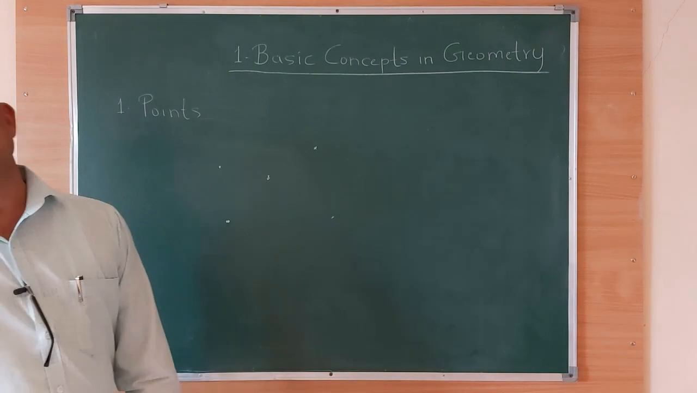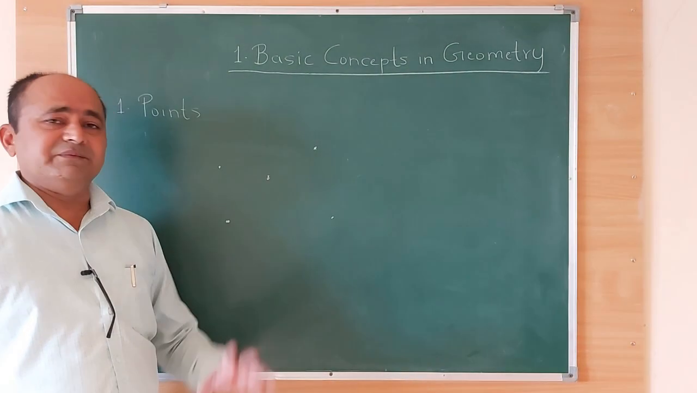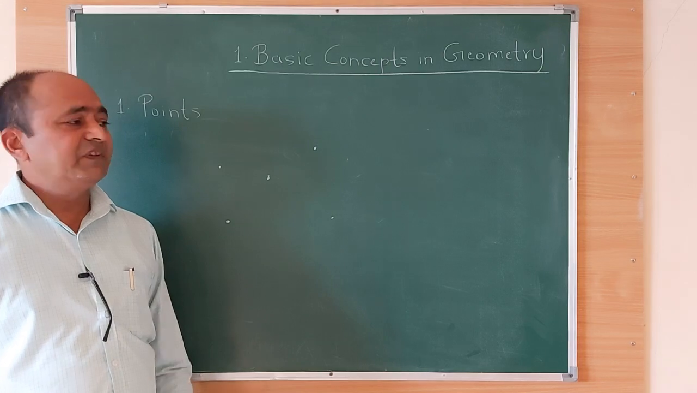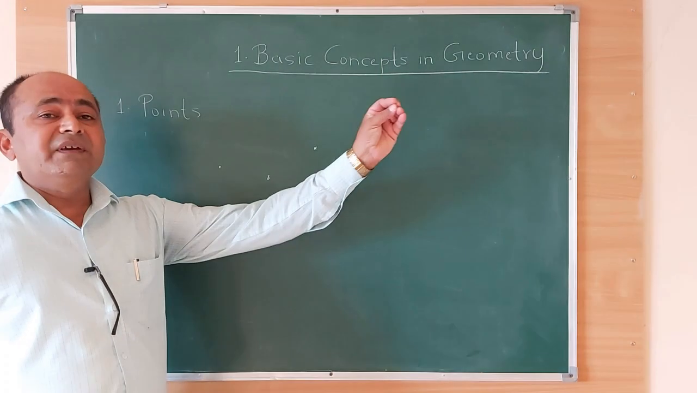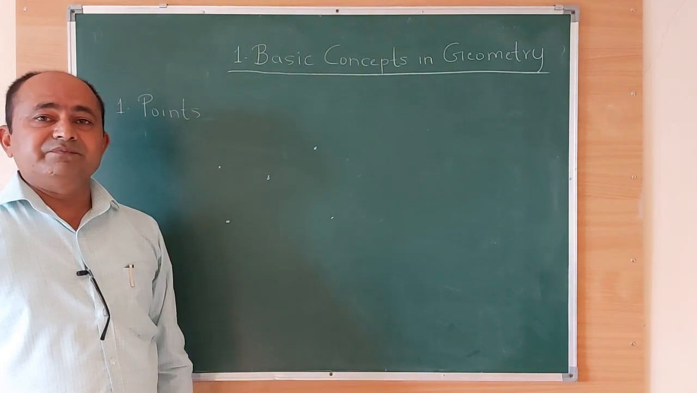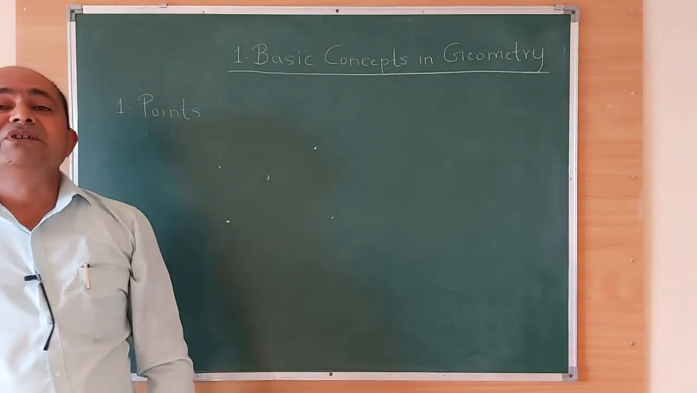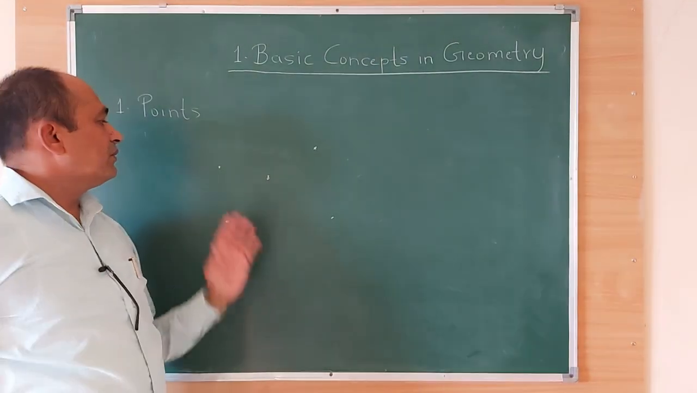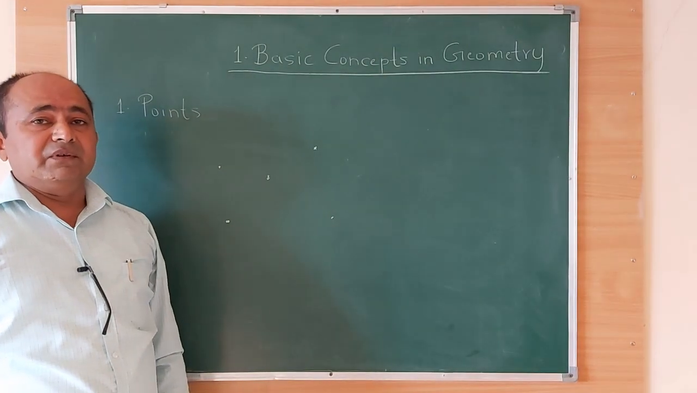Dear children, point is used to show the location or the position of something. We say that something is on such and such point. From that point, that object has been shifted to the other point. So point is used to show the location or the position.